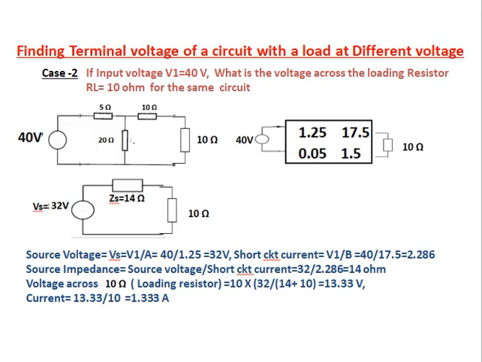Source impedance is equal to source voltage divided by short circuit current, that is equal to 32 by 2.286, equal to 14 ohms. Voltage across 10 ohm, that is loading resistor, is equal to 10 into 32 divided by 14 plus 10, equal to 13.33 volt. Current is equal to 13.33 divided by 10, equal to 1.33 ampere.